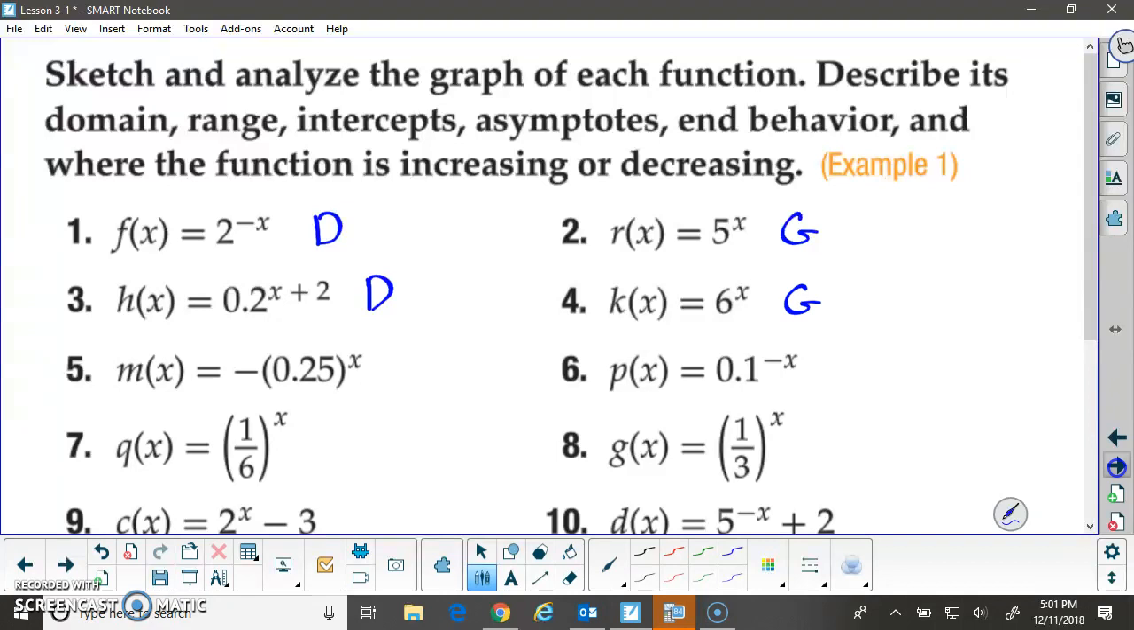Number 5, even though there's a negative sign in front, the base value is 0.25, and that's less than 1, so that's also decay. Number 6, the base value appears to be 1/10 or 0.1, but with that negative exponent, this is the same thing as 10 to the x. With the base value being greater than 1, this is growth.